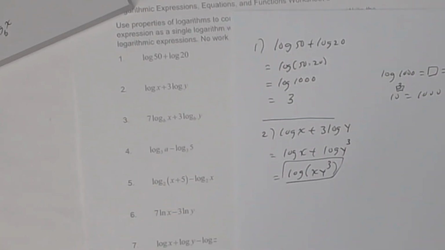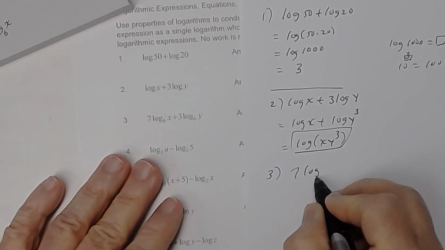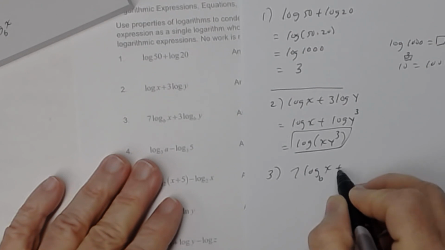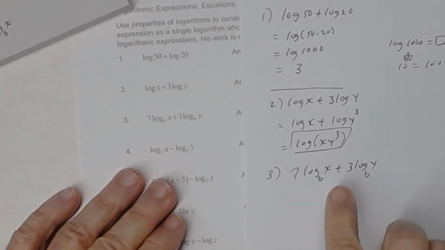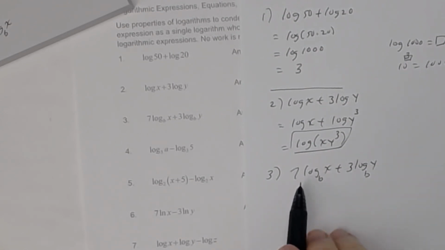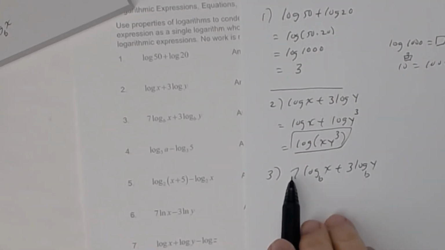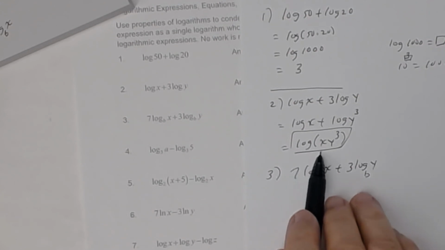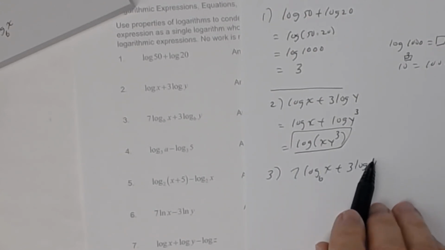Okay? All right, number 3. You have 7 times the log of x base b plus 3 times the log of y base b. So notice I cannot use the product rule first, because this coefficient is 7, it's not a 1. This coefficient is a 3, it's not a 1. So I've got to get rid of the 7. I've got to take this coefficient and write it as an exponent.